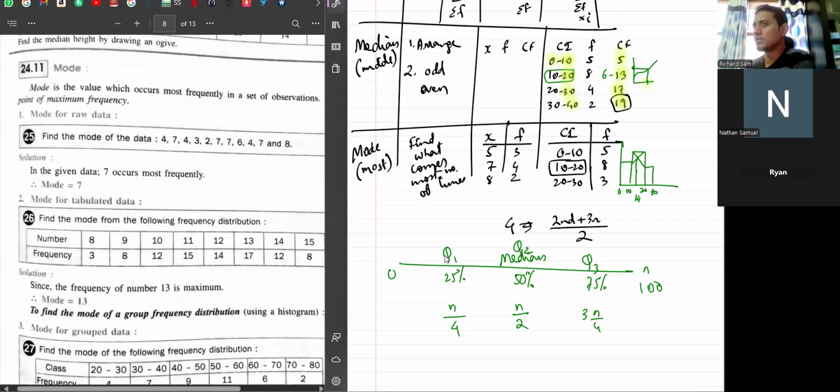Q1 is also called lower quartile. Q3 is called upper quartile. Then you have something called interquartile range. What is interquartile range? Q3 minus Q1. Q3's value minus Q1's value. That is the whole chapter. Hope everyone's clear with it.